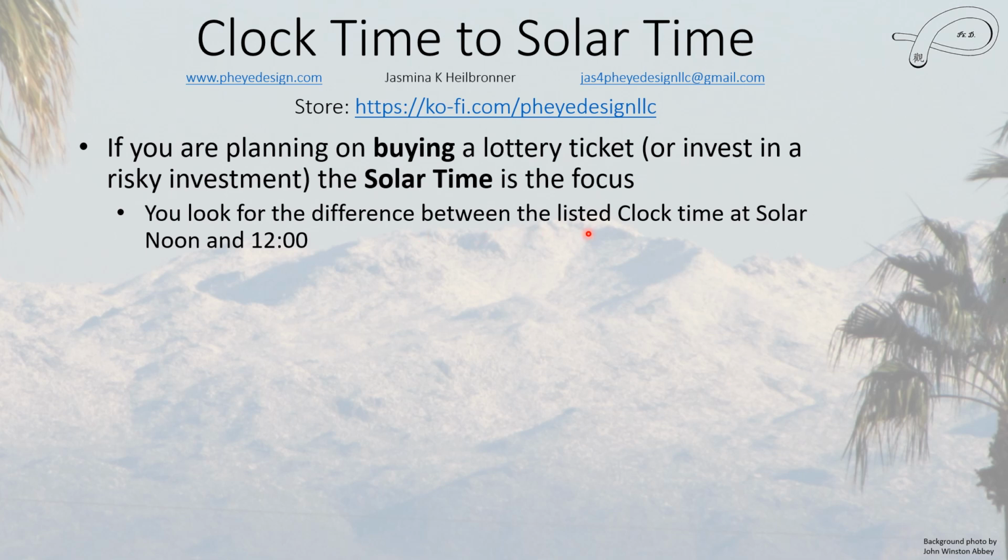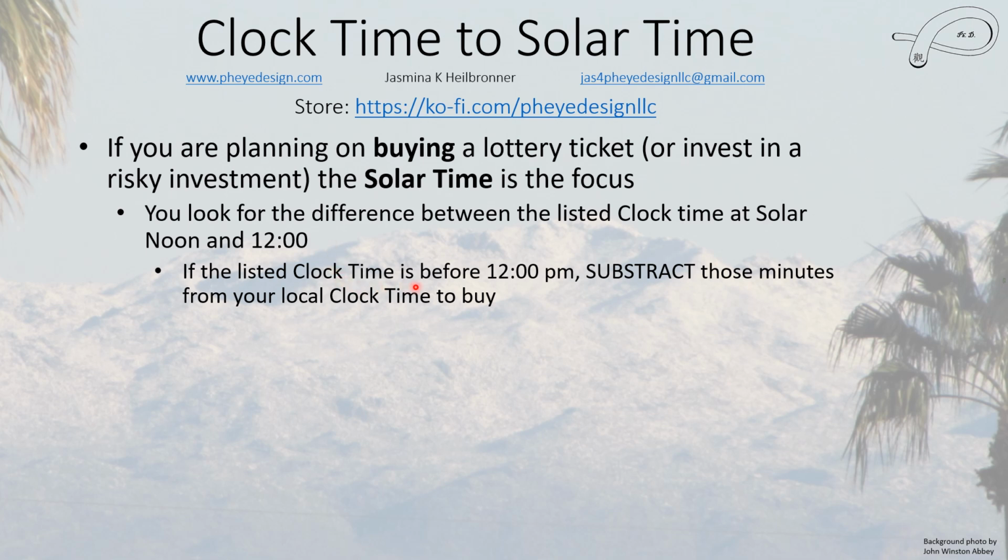And you're looking at the difference between the listed clock time and the solar noon. That is, what is the difference between that and 12? If the listed clock time is before 12 p.m., you're going to subtract those minutes from your clock time to buy. And this can throw people off because you're looking at a different focus. And that's why you flip what you do. If you remember, if you're going the other way around, you would be adding those minutes, right? But now you subtract them because you are looking for the clock time when you know the solar time.